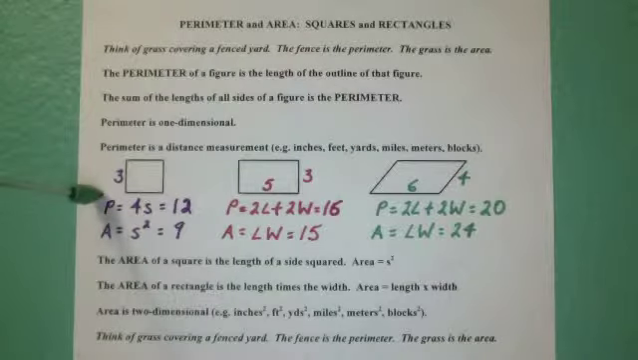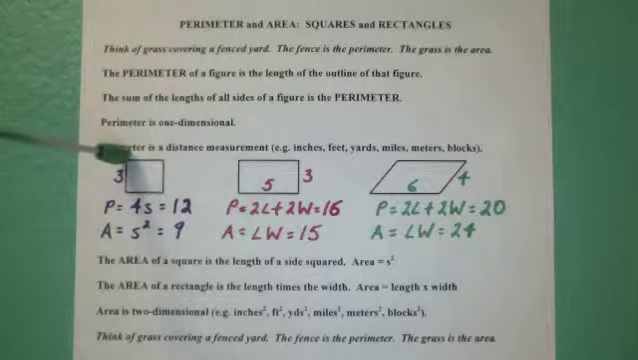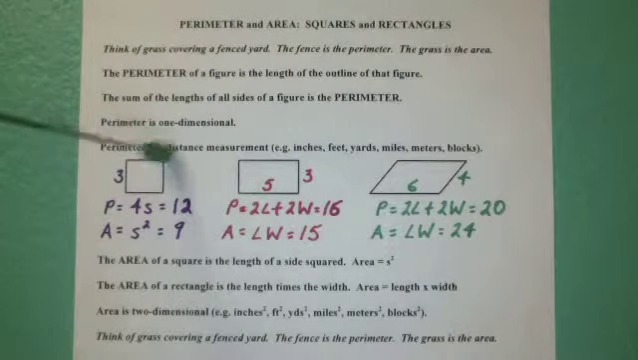And likewise, I could use this same equation to find the perimeter of a square. 2 times the length and 2 times the width. It just so happens that the length and the width are the same amount.